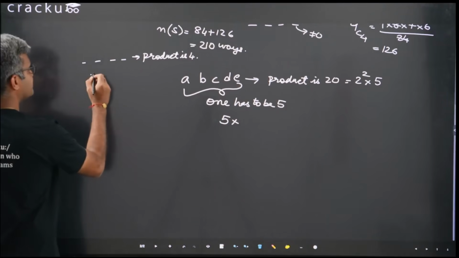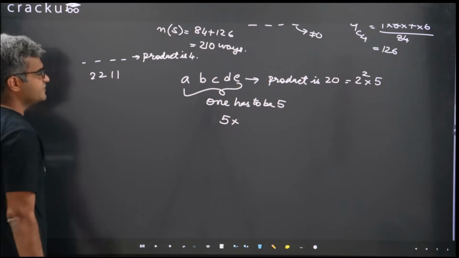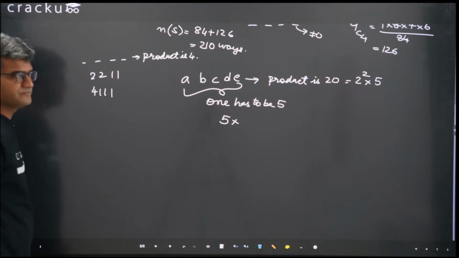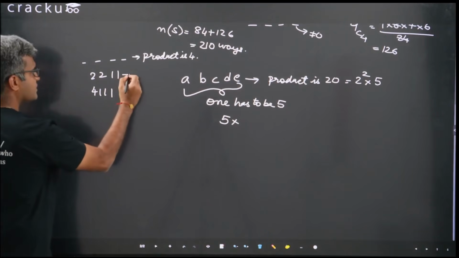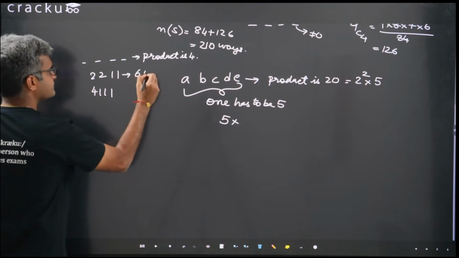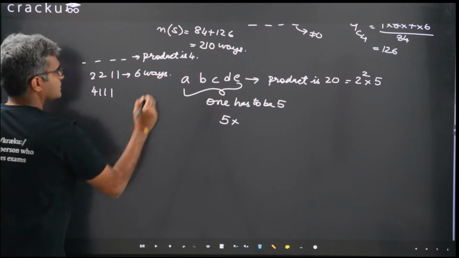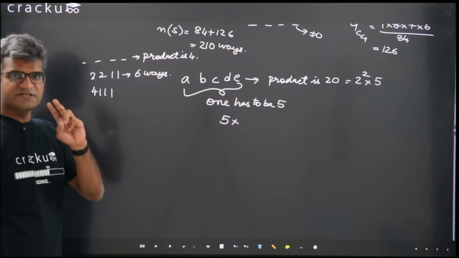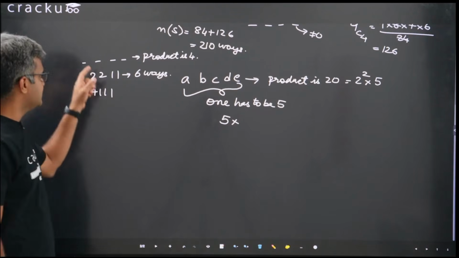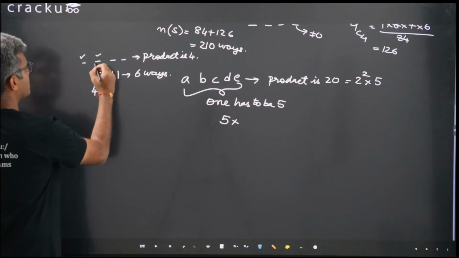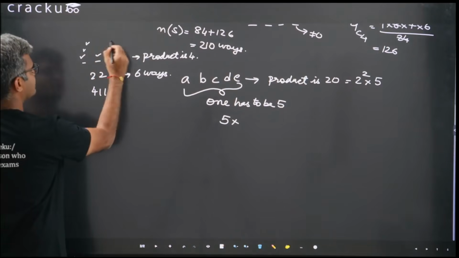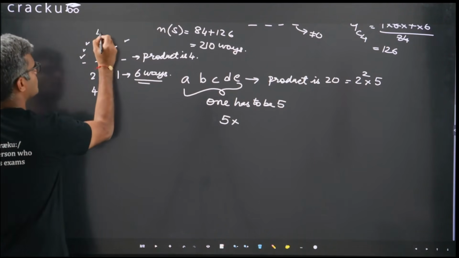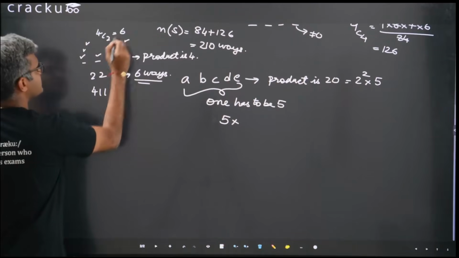That is possible if 2 of them are 2 and 2 of them are 1, or one of them is 4 and the remaining 3 are 1. But again, these 4 numbers can be arranged in 6 ways. How did we get 6? There are 4 digits. Out of those 4 digits, we have to select 2 digits which are 2. They can be either the first and the second one, or first and third one, or first and fourth one, or multiple ways that can be done. That is equal to 4C2, which is equal to 6 ways.